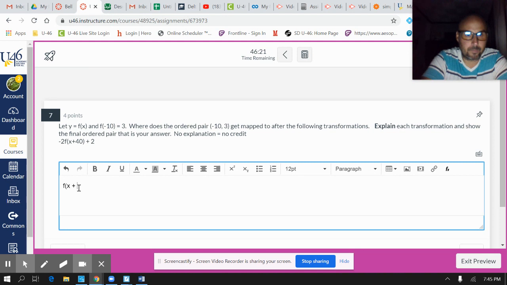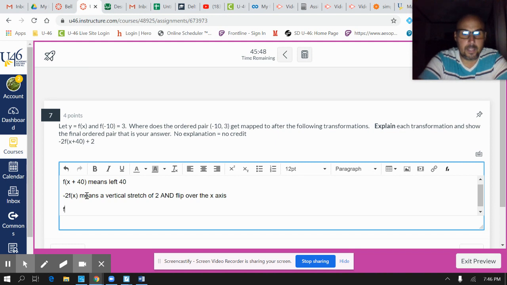So first of all, some people described the transformations perfectly, and then just didn't map it correctly. F of x plus 40 means left 40. Negative 2 times f of x means a vertical stretch of 2 and flip upside down, or flip over the x-axis. So the negative 2 did two things. And then finally, the plus 2 moves it up 2.